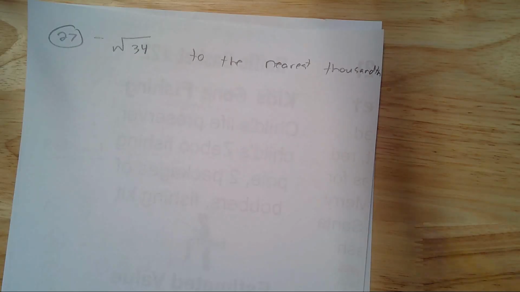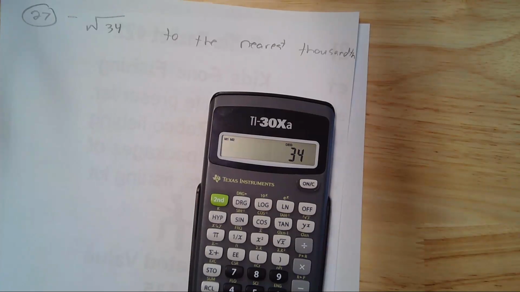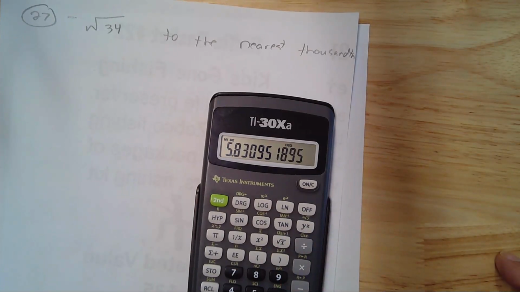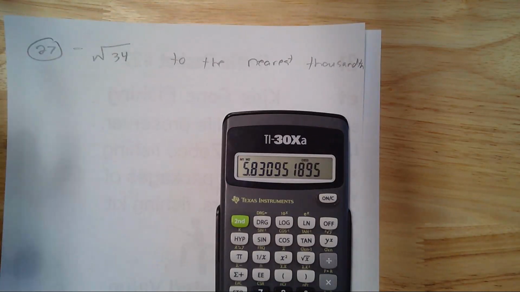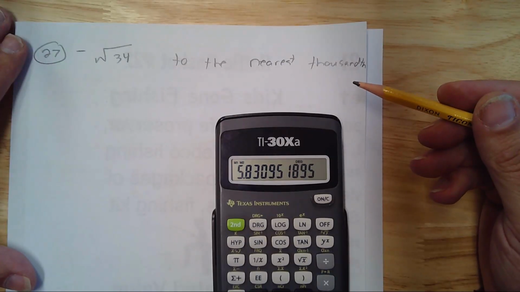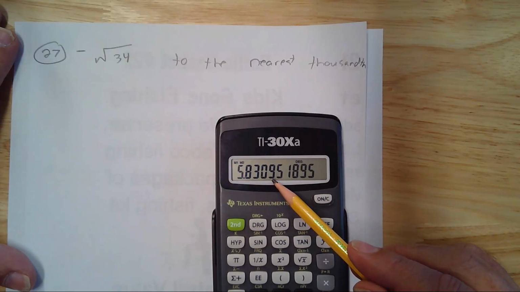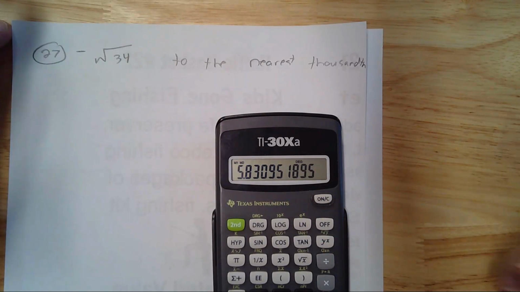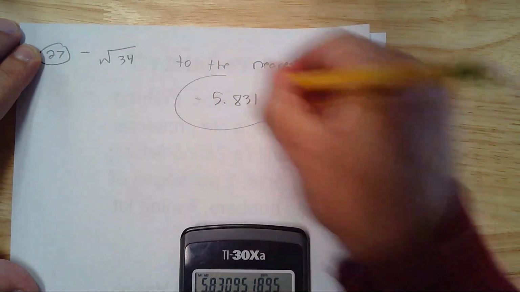So what it's saying here, the opposite of the square root of 34 to the nearest thousandth. What does that mean I need to do? Okay, I take 34. I push my square root button. I see 5 point blah, blah, blah. It says to the nearest thousandth. How many decimal spots is that? 3. So 1, 2, 3. There I am. So am I rounding up or down? Up. So what should my answer be? -5.831. There's the answer right there.